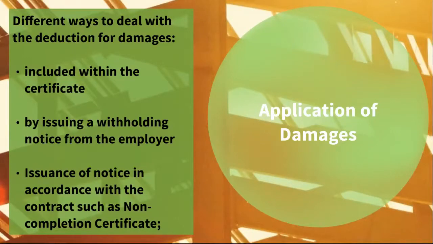Different contracts deal with the application of damages in different ways. In some instances, this is included within the completion certificate. However, other contracts deal with this by issuing a withholding notice from the employer or the client after the aforementioned certificate has been issued. In some contracts, it may be a condition precedent that prior to the deduction of delay damages from monies due, notices are issued in accordance with the contract requirements, such as non-completion certificates.